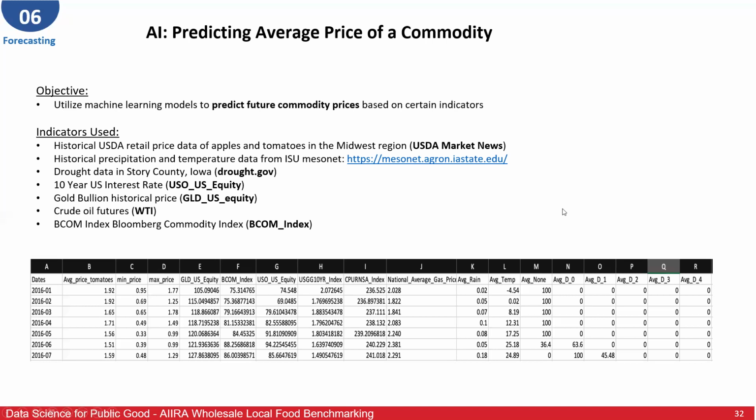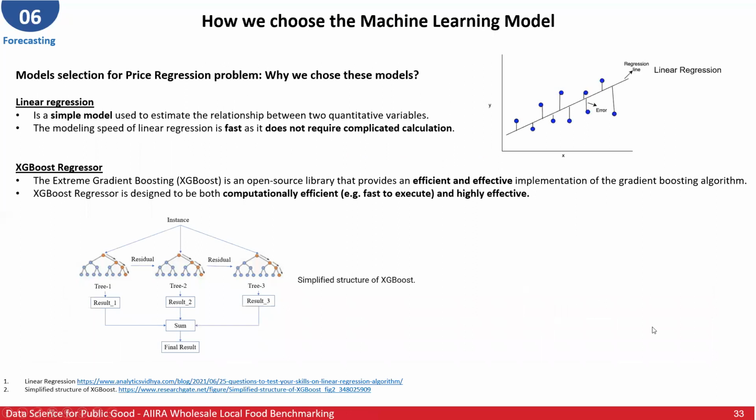Then on the next slide, how we chose the machine learning model. We chose a linear regression model because it is the best way to estimate the relationship between multiple quantitative variables. It's the best model to use when you're trying to find a continuous value, something like average price that fluctuates over time. It's a simple model, the modeling speed is fast, and it doesn't require complicated calculation.